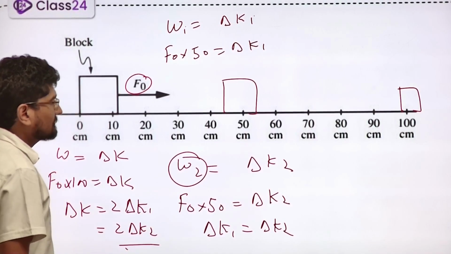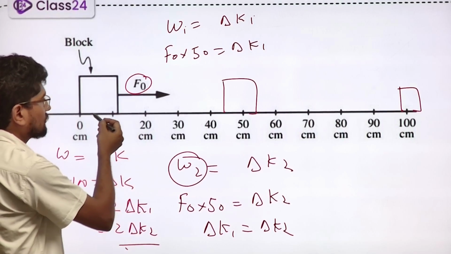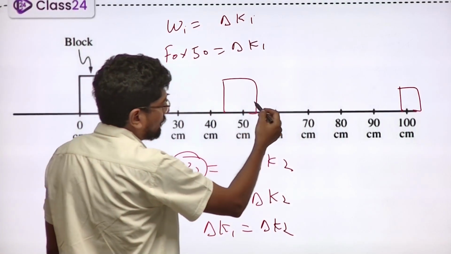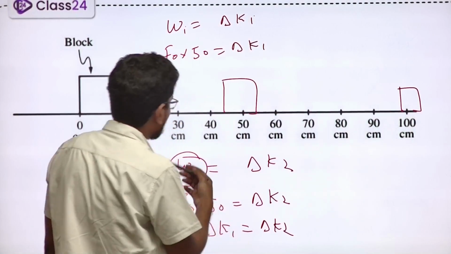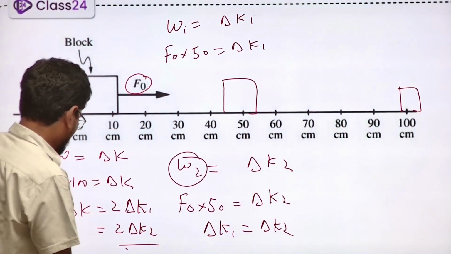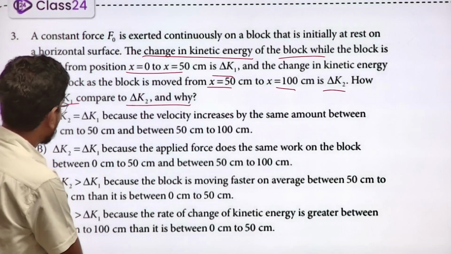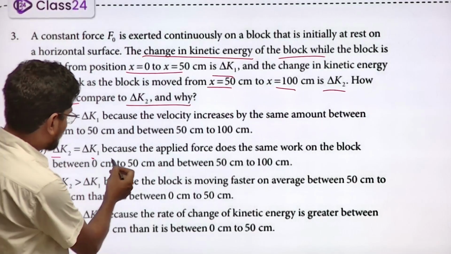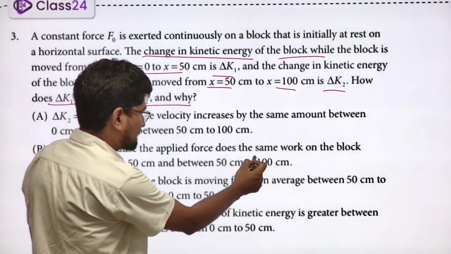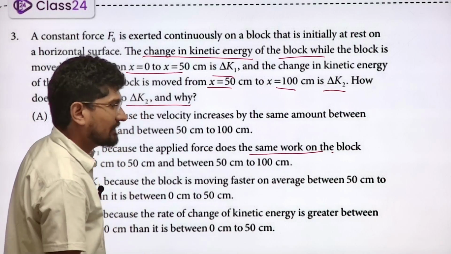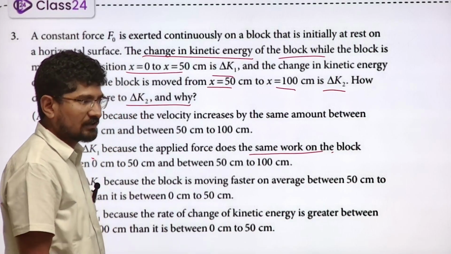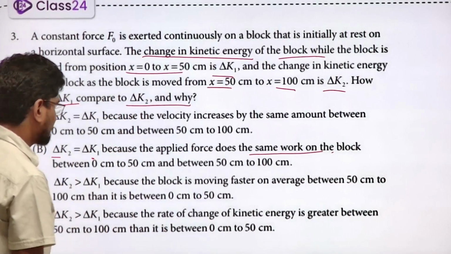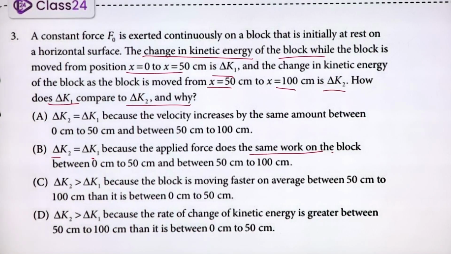So similarly you can say for moving from 0 to 50 and moving from 50 to 100, the work done is the same. Okay, so the answer is delta k2 equals delta k1, because the applied force does the same work. Work is not equal to kinetic energy, work is equal to change in kinetic energy. So the change in kinetic energy will be the same because the work is the same.